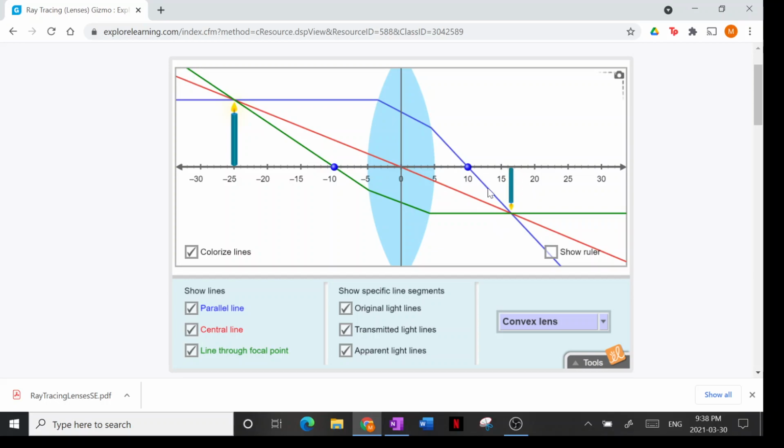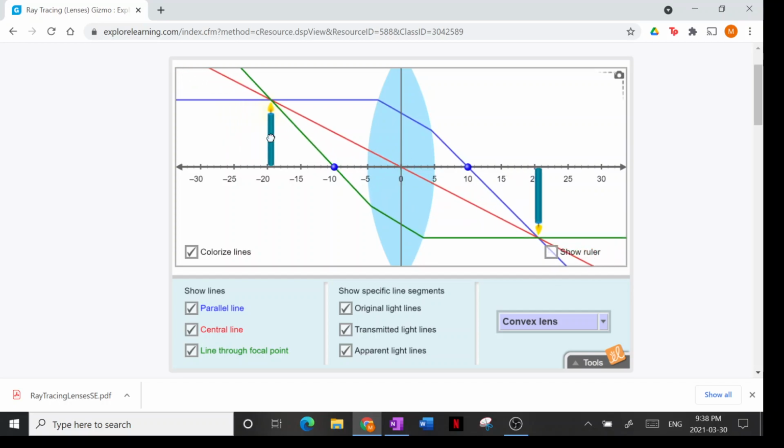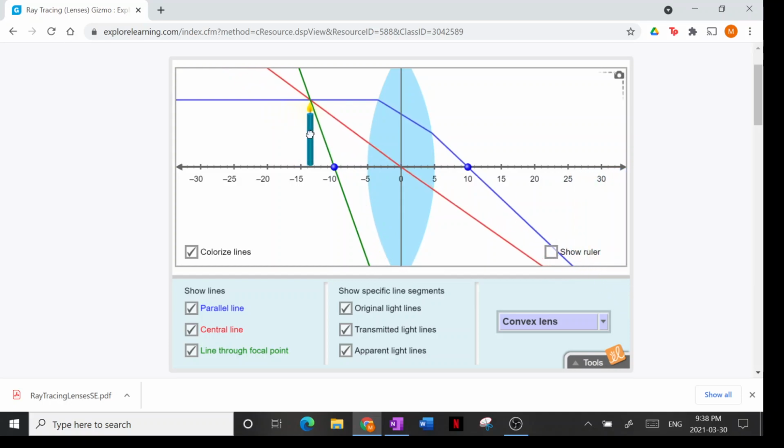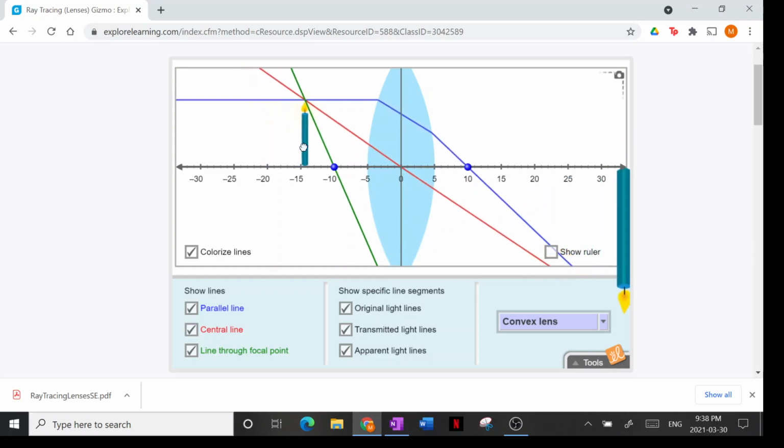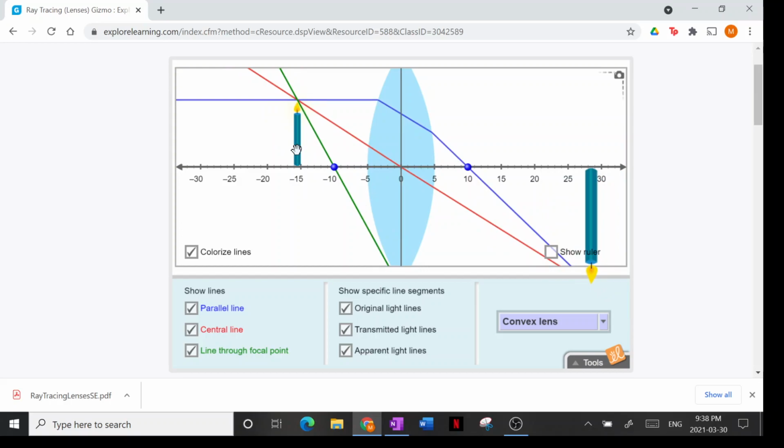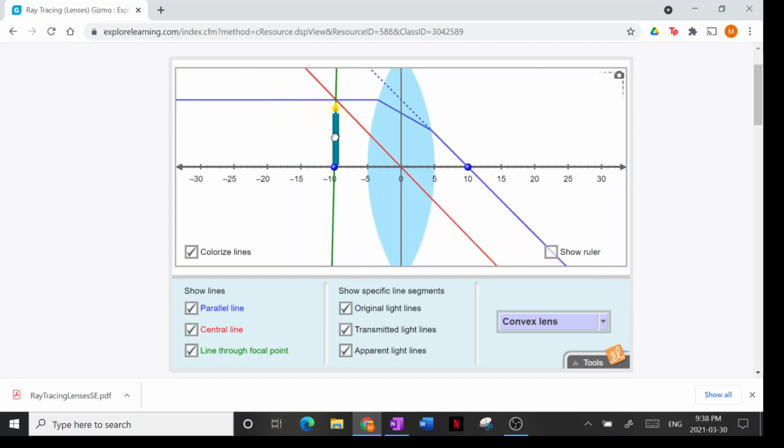Now, this is a real image. It's inverted, and it's smaller, and it's located about, looks like about 16, 17 centimeters from the lens, from the optical center where the origin is. Now I can move this object around, and you can see that the image moves around too. Notice how it's getting bigger and bigger and bigger. Still a real image. It's still inverted. And if I were to go right on the focal point, just like the mirror, you get no image. That was very similar to the situation that we got with a concave mirror.